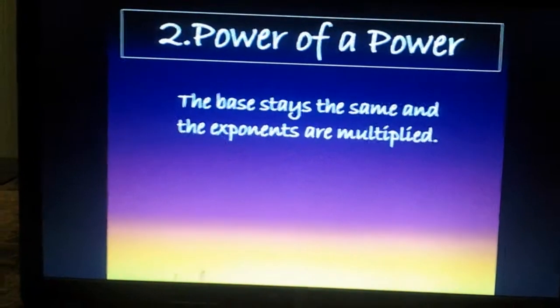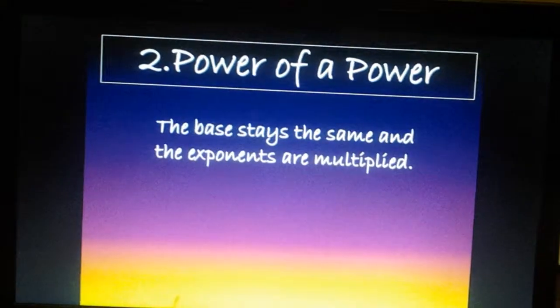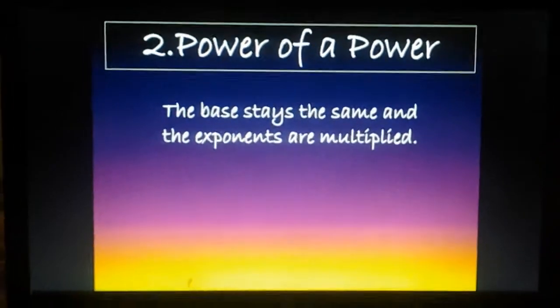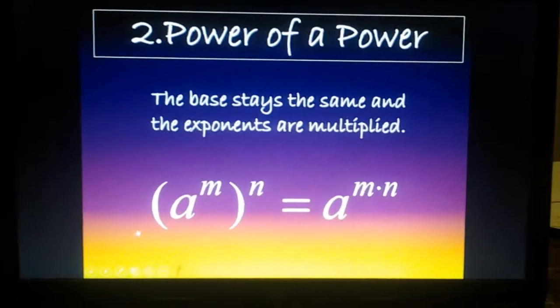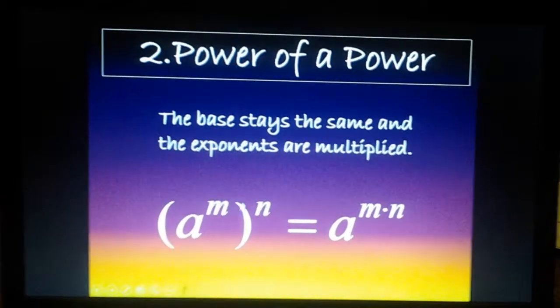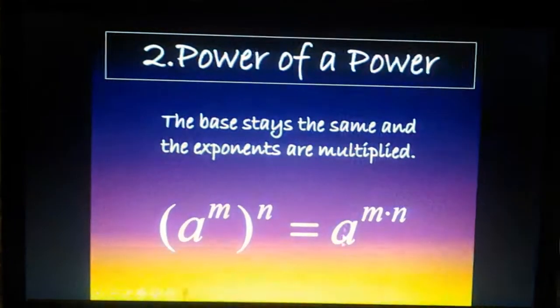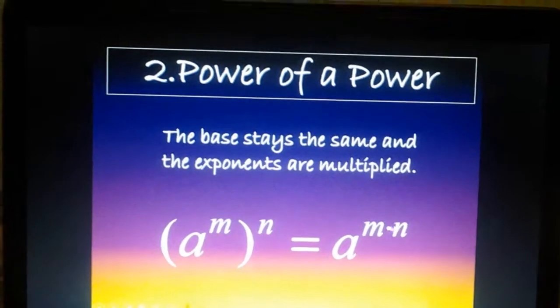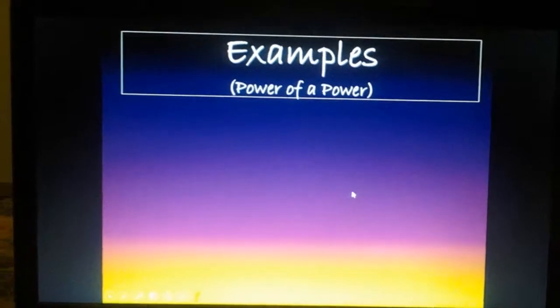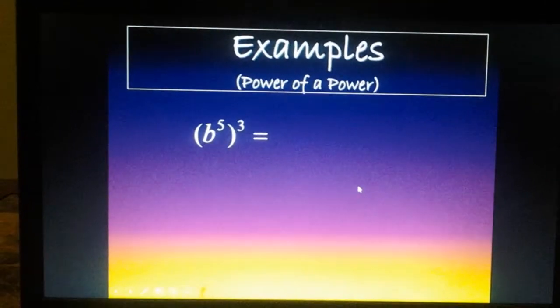Power of a power. The bases stay the same and the exponents are multiplied. If you look here, now there's a difference. N doesn't have a base. So when you see this form, you simply multiply those two exponents together. Here are your examples.